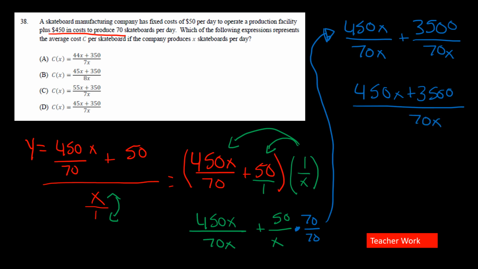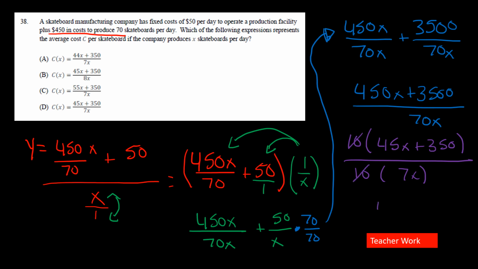Now we see that doesn't match any of these answer choices. The issue is they factored out 10 from here. So we can factor out a 10 from this numerator, which leaves us with 45x plus 350 over, and they factored out a 10 also, times 7x. The 10s would simplify out, and that leaves us with 45x plus 350 over 7x. Then this would be the equation to solve for how much it costs per skateboard a day.